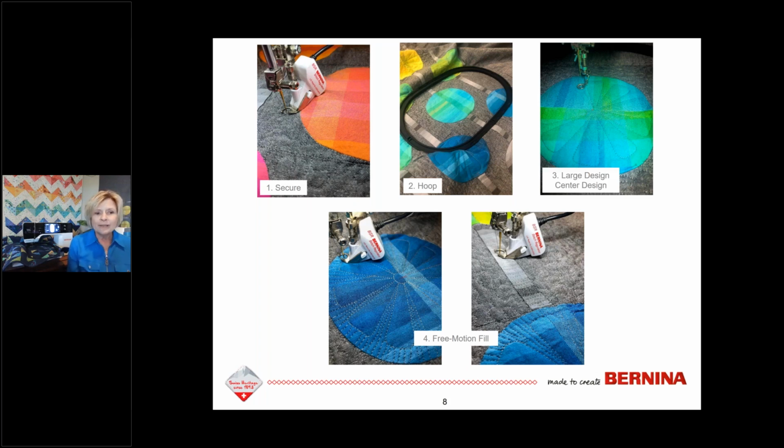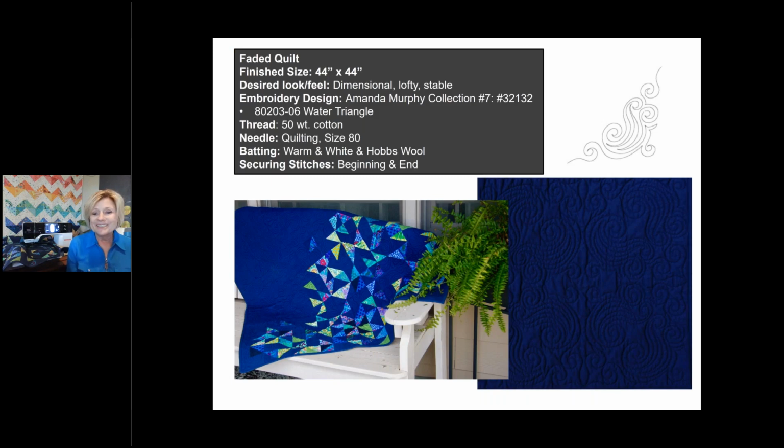So now we get into a little bit more details I need to cover, and this is the faded quilt. The finished size of this is a 44 by 44, and with this quilt, I did want to show a lot of dimension, a lot of loft to it. Yet I do want it fairly stable because I want it as a wall hanging. I used one of Amanda's embroidery collections as well.